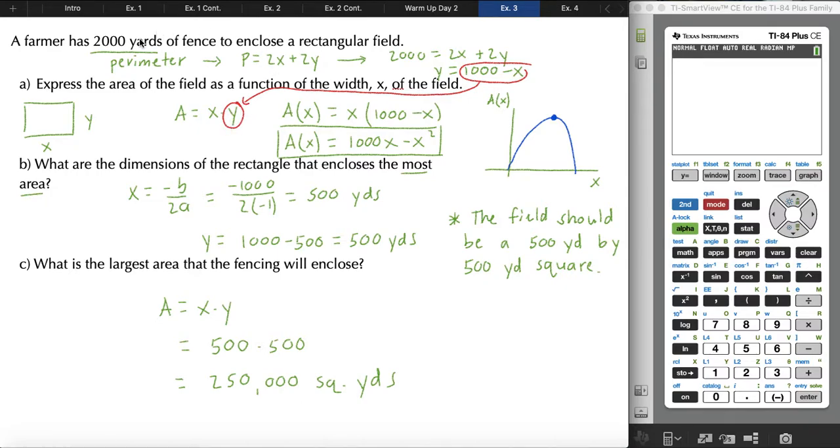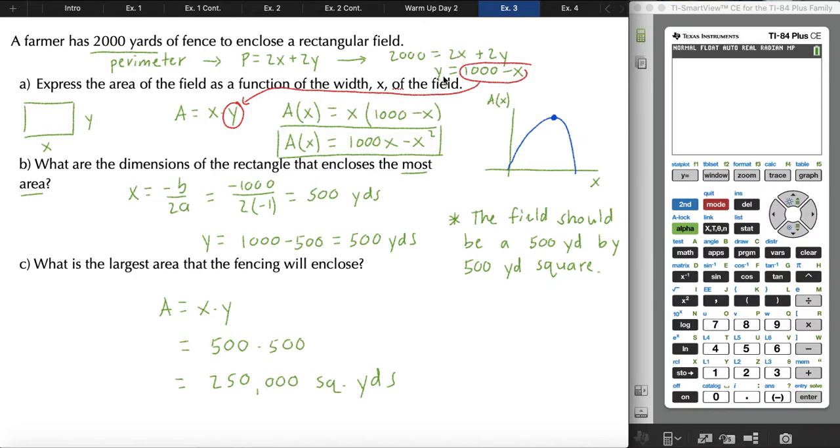And that's where the 2,000 yards of fencing comes into play. Understand this 2,000 yards of fencing represents perimeter of the field, okay? So while we're expressing area, we first have to look at perimeter based on our givens, okay? So I'm going to take my perimeter formula for this rectangle, 2x plus 2y, and I'm going to set it equal to 2,000. Because I want to use all 2,000 yards of the fencing, all right? And then I'll solve that for y.